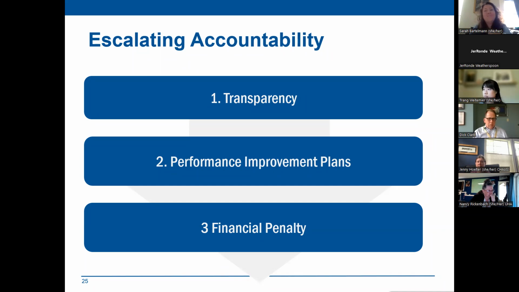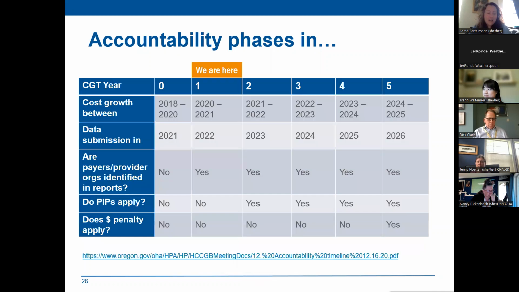But let me go to the next slide and talk about the timeline. Slide, please. So we began in this year 0 collecting some baseline data, looking at cost growth between 2018 and 2020. And that is the data we're currently talking about. That's the data we're going to want to begin reviewing with you this summer.